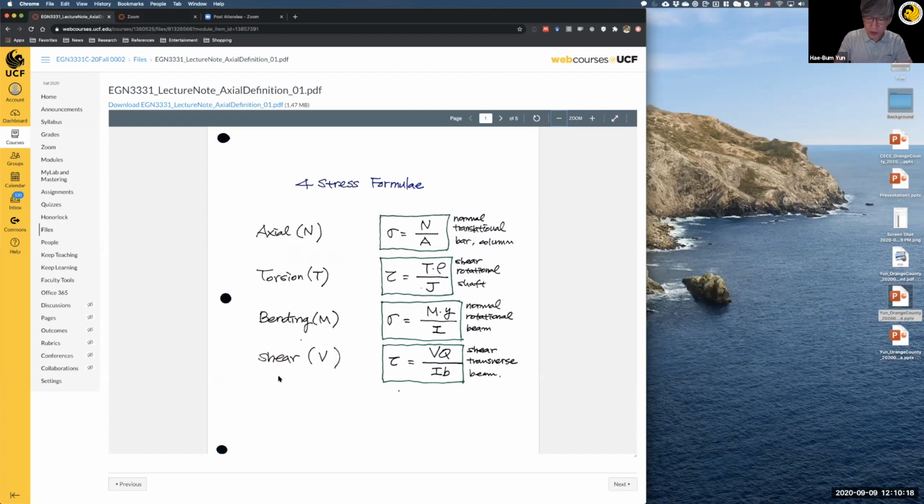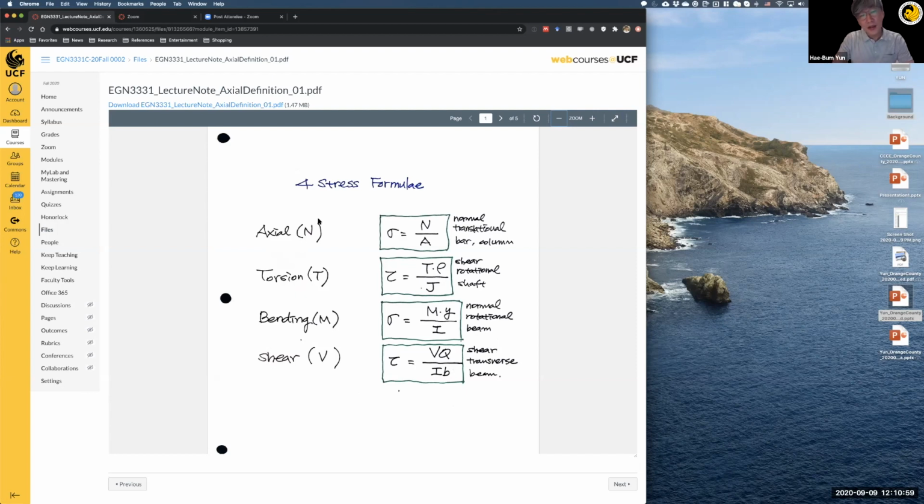Again, force is a cause of deformation. So different types of forces cause different types of deformation, okay? Very intuitive. So axial load is symbolized as N, torsion is T, bending is M, shear is V. And then this axial load can be converted to the stress, right?